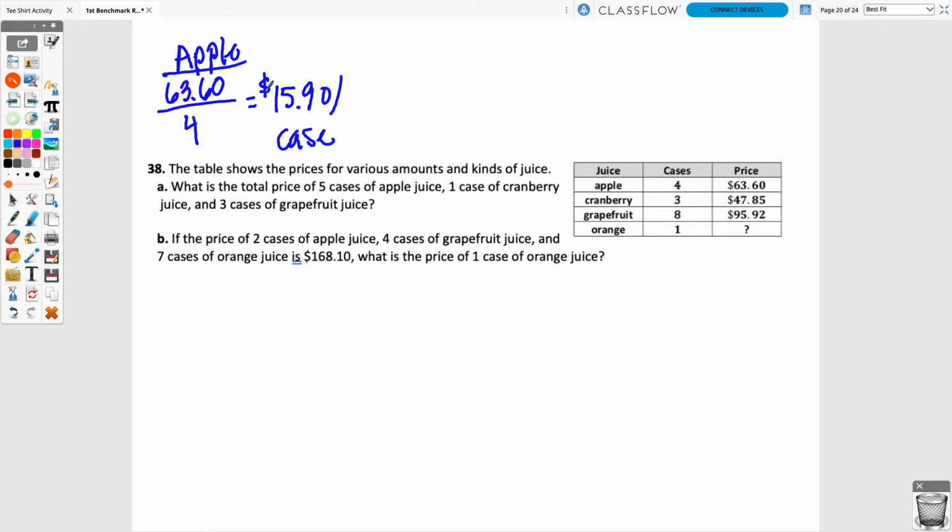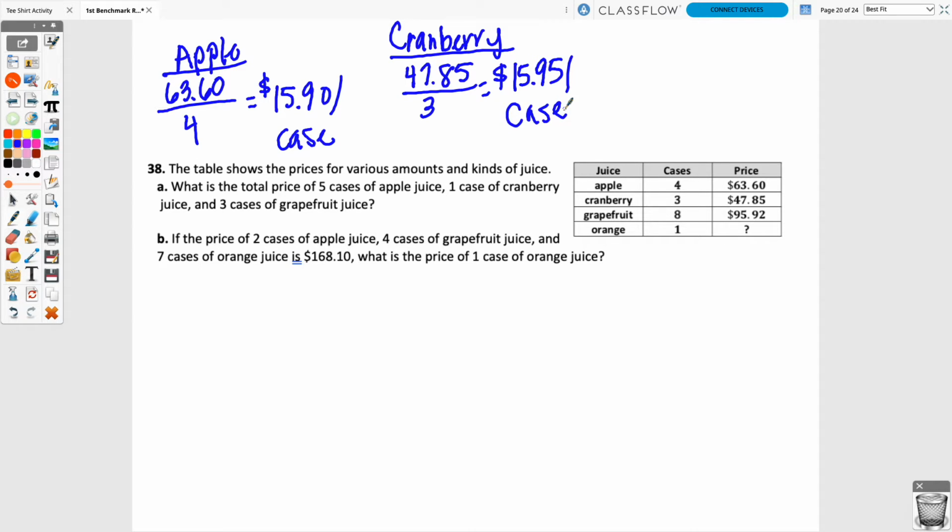Right now we know the cost of 3 cases. So once again, what are we going to do to find the cost of just 1 case? Divide. Okay, so I'm going to label this cranberry, and then I need to divide $47.85 by 3. So I should get the cranberry juice cost how much for each case? 15.95. Okay. So the cranberry juice costs $15.95 per case.